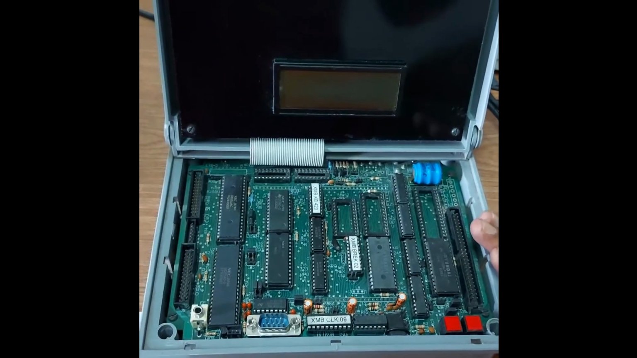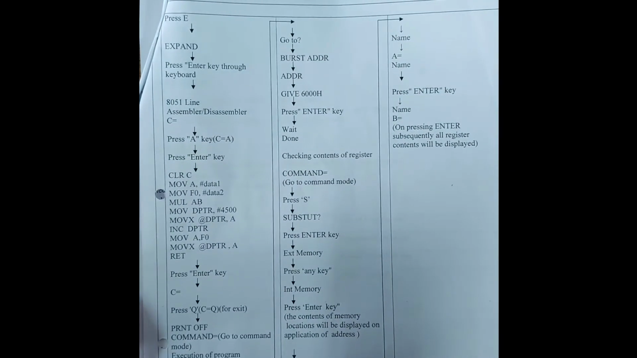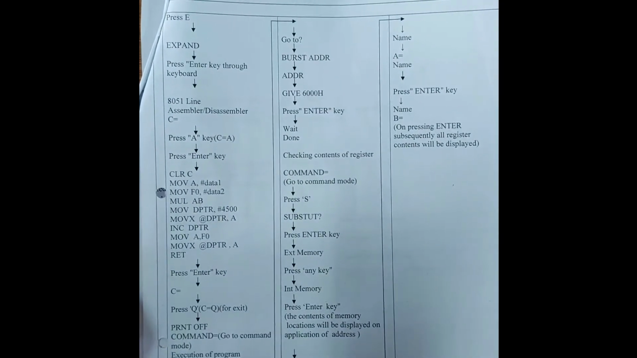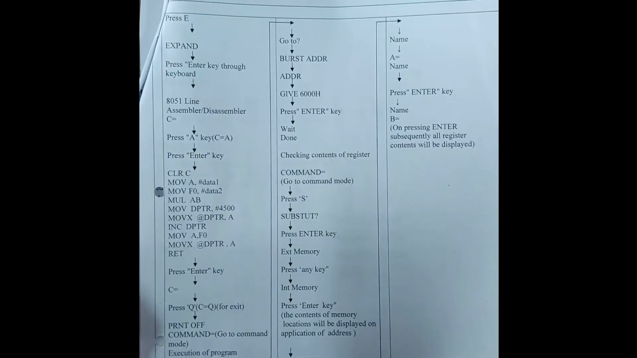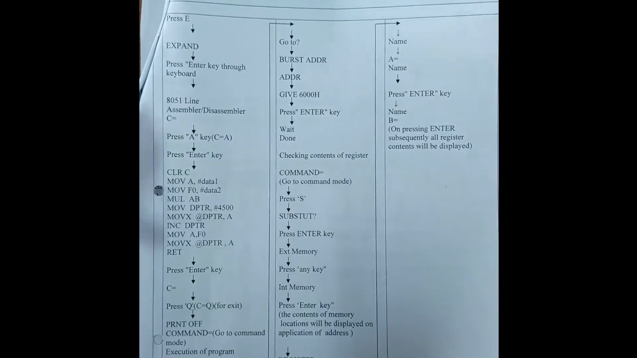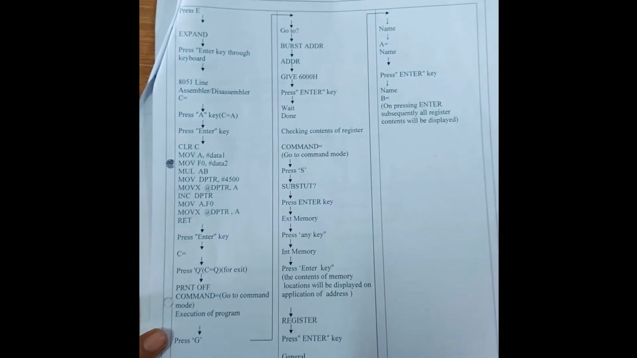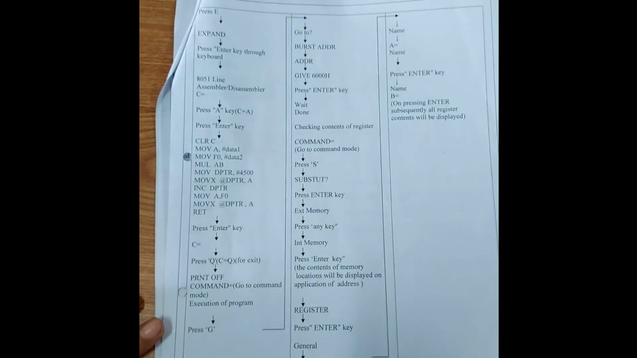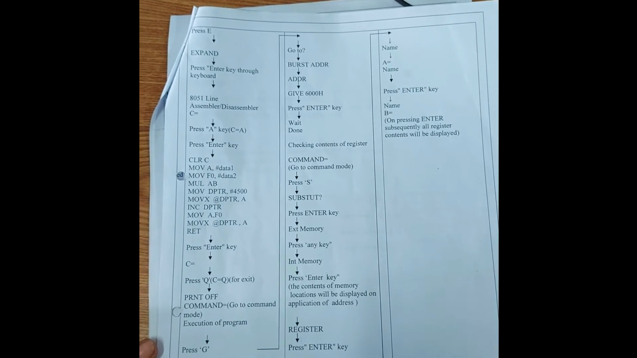So students, to execute this program, we have to follow some steps which will be used only for this 8051 microcontroller kit. See, these are the steps which we are going to use in this kit for the execution of addition of two 8-bit numbers using the 8051 microcontroller kit.